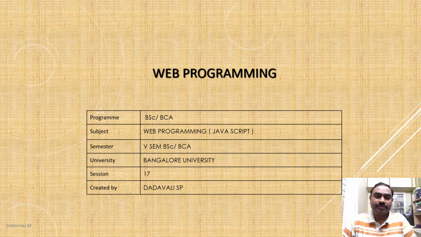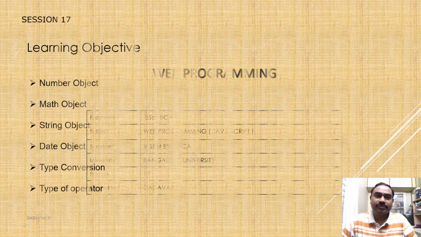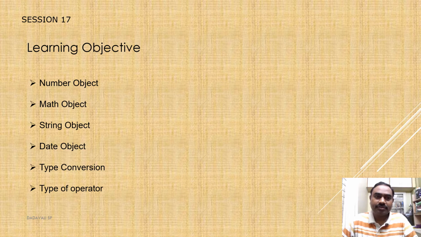Dear students, this is the 17th session of JavaScript. This session covers number objects, math objects, string objects, date objects, type conversion, and typeof operators.